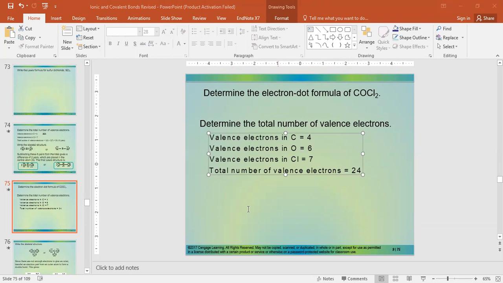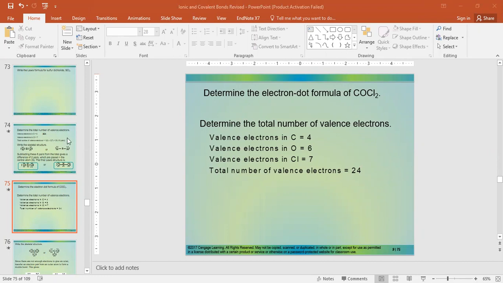Now, then we look at the total number of valence electrons. We have carbon giving us 4 electrons. We have oxygen giving us 6 electrons. Those are 10. And then we have 2 chlorine atoms, and each of them is giving us 7. So that is already 14. When you take 14 plus 10, that's how you are getting these 24. So the next thing, we now start distributing.